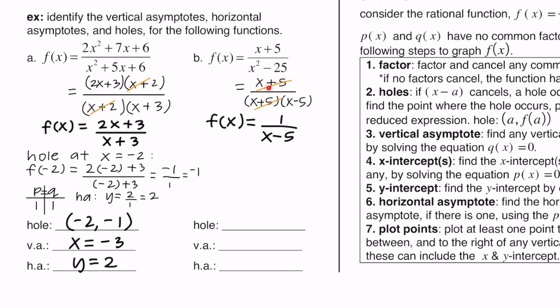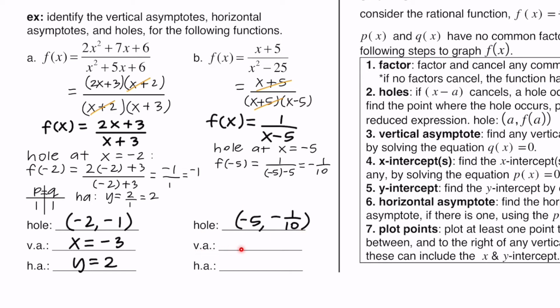Because we had x plus 5 and x plus 5 cancel, that means the hole occurs at x equals negative 5. Once you identify the x value of the hole, you take it and plug it into the function. So we end up getting 1 over negative 10, or negative 1/10. So our hole is the coordinate point negative 5 comma negative 1/10.